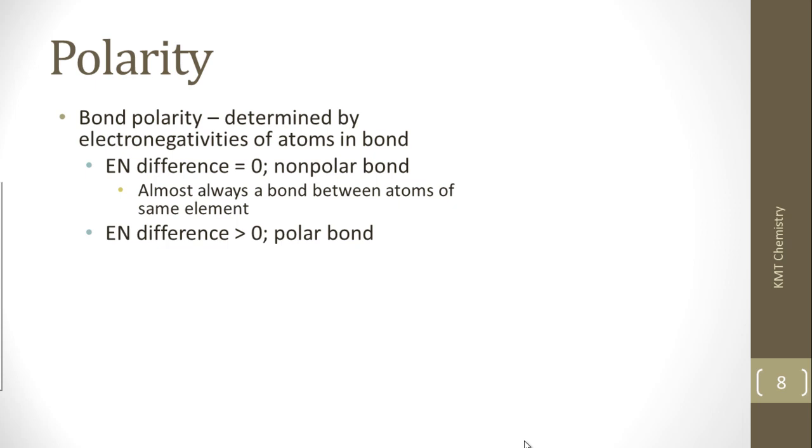This means that the electrons will spend more time on one element than the other, giving you a partial charge. Not as much as you see in an ionic compound, but a partial charge.